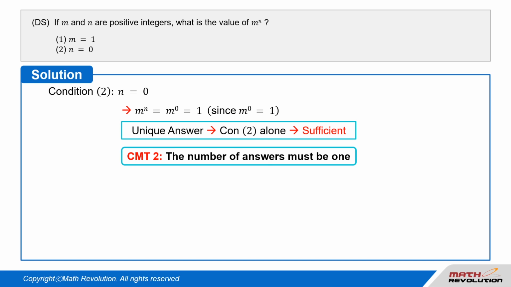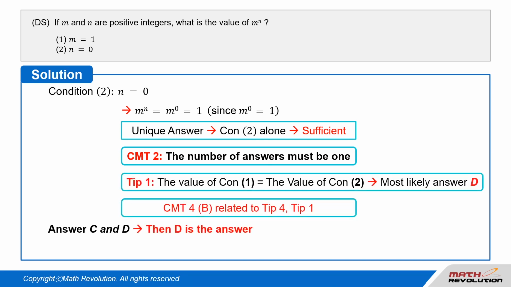Also, according to tip 1, it is about 95% likely that D would be the answer, when the value of condition 1 is equal to the value of condition 2. That is, condition 1 equals condition 2. And according to the definition of DS questions, if both A and B appear to be an answer, D would be the answer. Remember, according to tip 4, trivial conditions cannot be the answer.